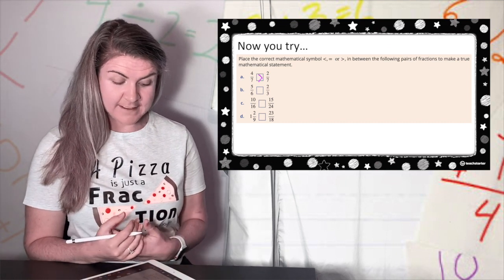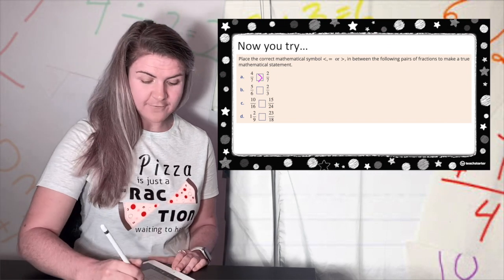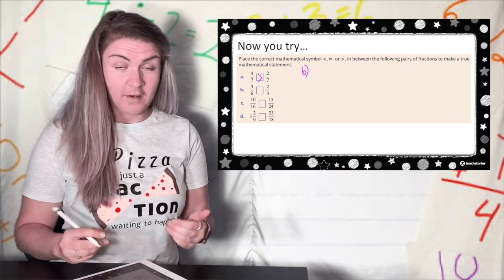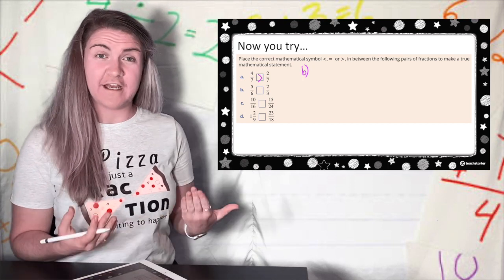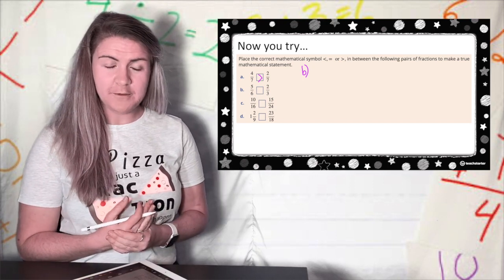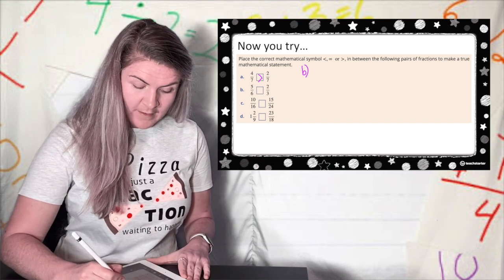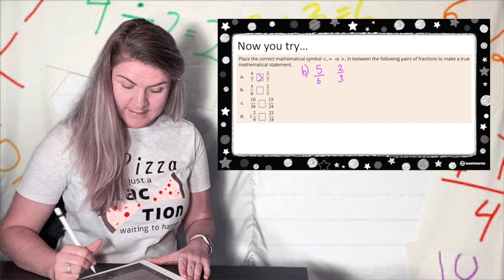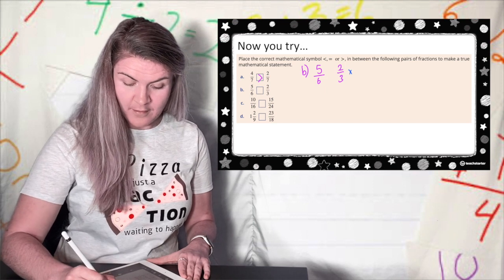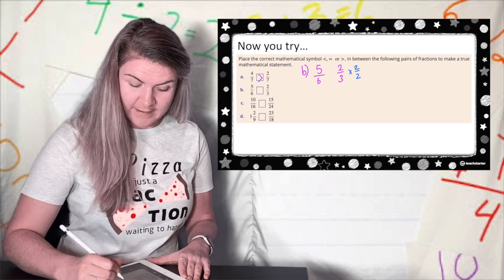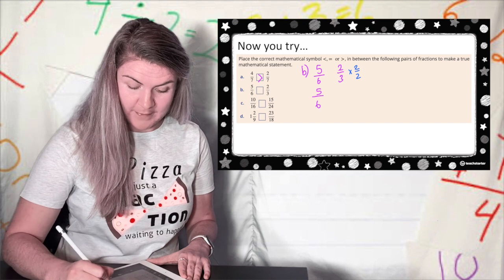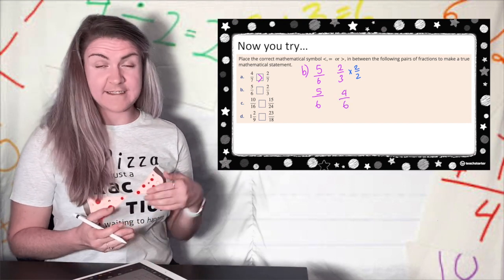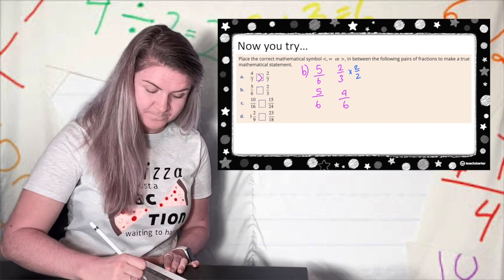I've got 5/6 and 2/3. These two are different, so I'm going to have to multiply by the lowest common multiple to get the same denominator. I can see that I can multiply this second fraction by 2 and get them both to be on a denominator of 6. Now that they're the same, I can see 5 is larger than 4.